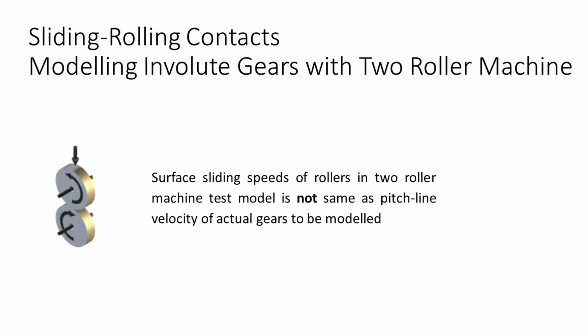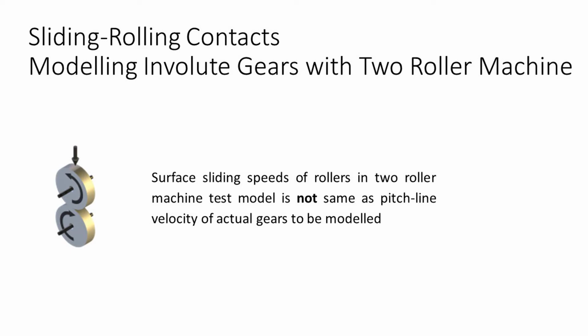Now let's move on to sliding rolling line contacts and use as our example an attempt to model an involute gear with a two-roller machine. One of the most commonly occurring misapprehensions is to assume wrongly that the pitch line velocity of actual gears to be modelled is the same as the surface sliding speed of the rollers in a two-roller machine test model.